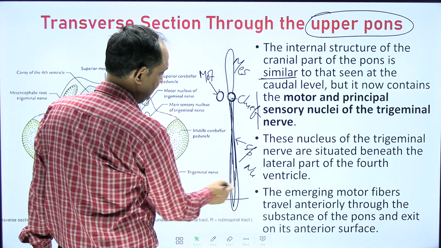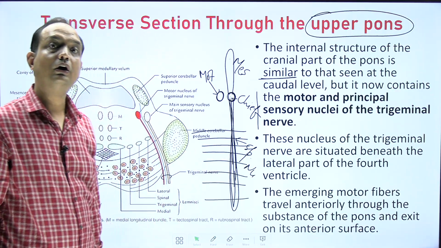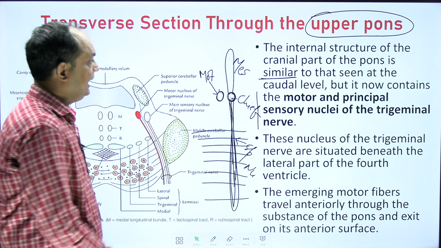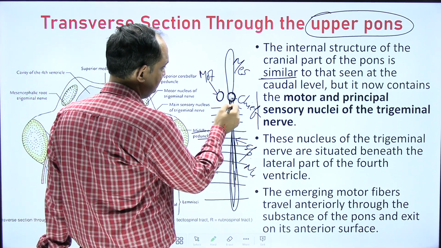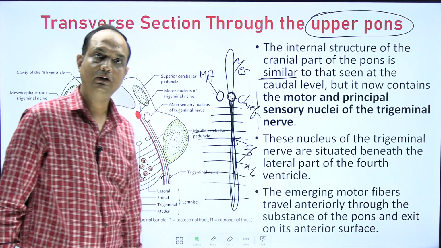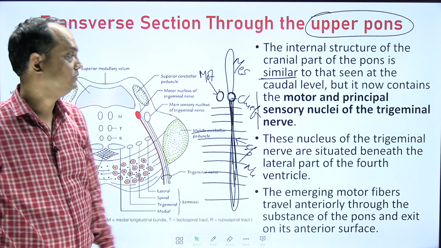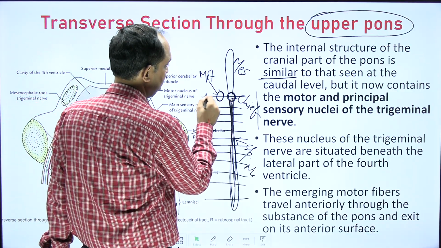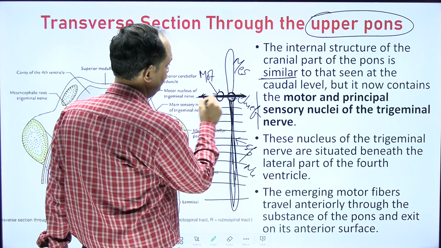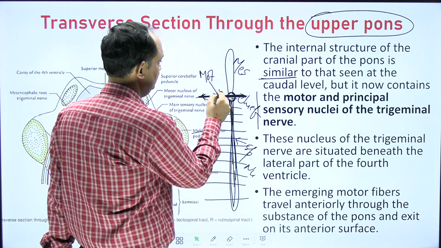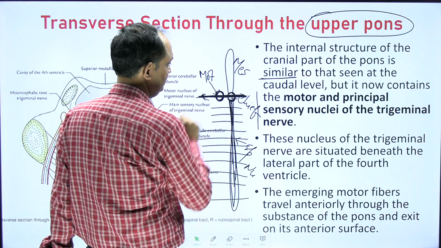So if I am taking the section of medulla, you will find this spinal nucleus at all the levels of medulla. And this is also passing into the lower pons. So if I take the section of lower pons, again I will find the spinal nucleus. But as you approach the upper pons, you will find these two nuclei. So in upper pons I will have these two more important nuclei, that means the nucleus which is the motor supply of the trigeminal nerve and this chief sensory nucleus.